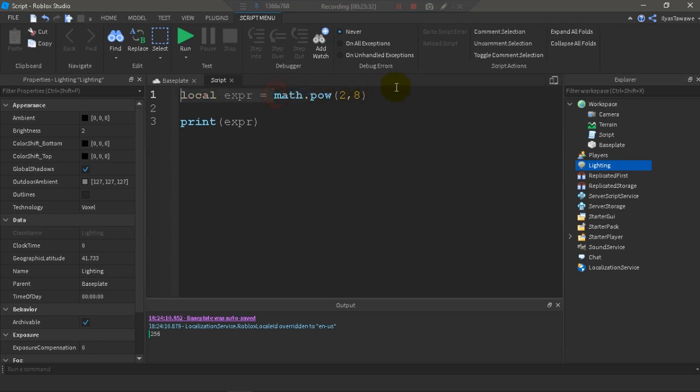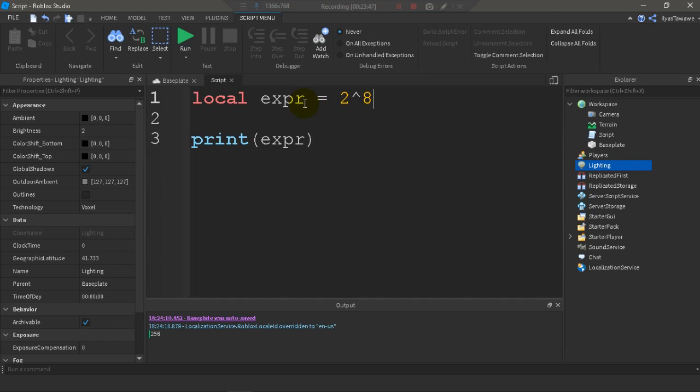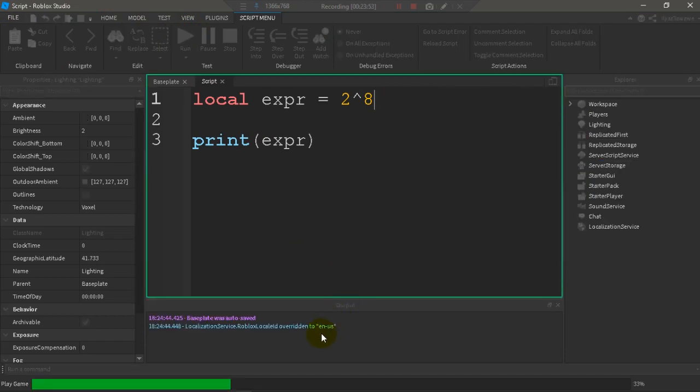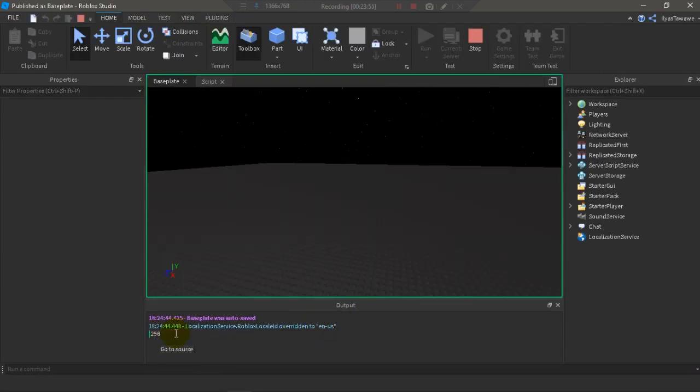Okay, and you can actually do it in another way, like this. So 2, this symbol, and 8. Let me zoom in a little bit closer so you can see it. As you see, this symbol is for the power of. So it's going to give us the same result, as you see.